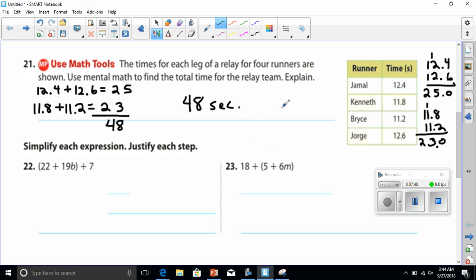All right. Now we use the commutative property to rearrange numbers, all right? We used commutative properties. So when it says to explain, we simply say we used commutative property to rearrange numbers.